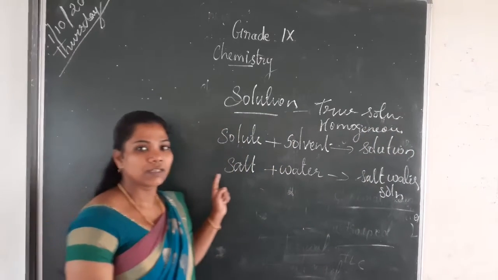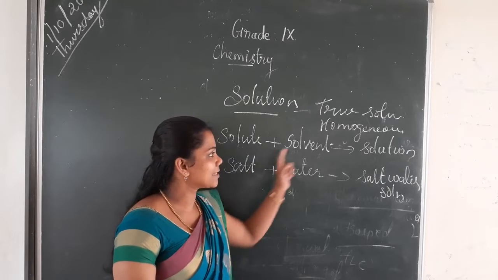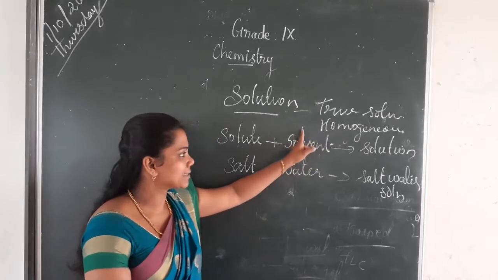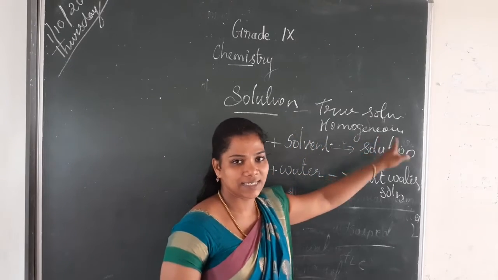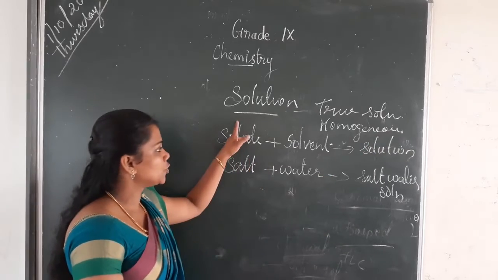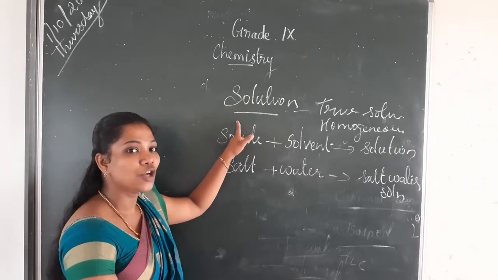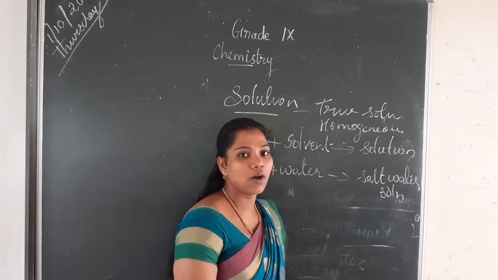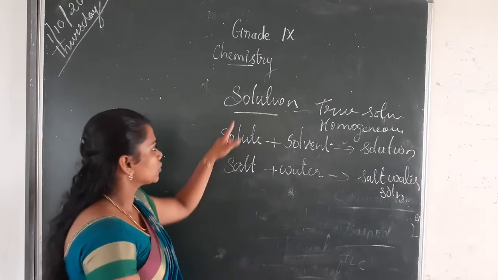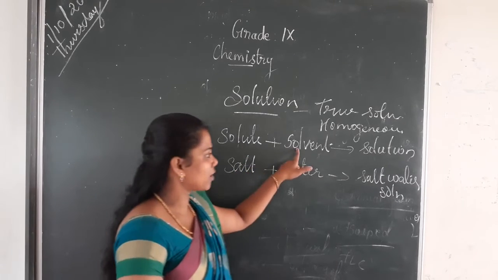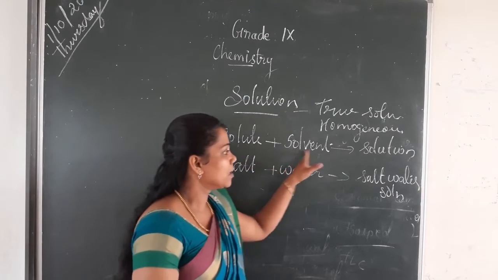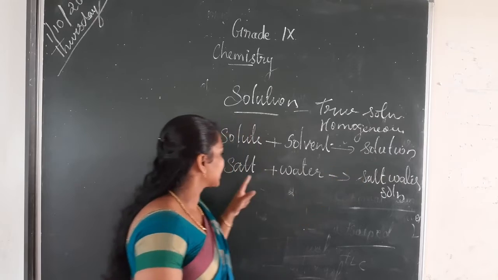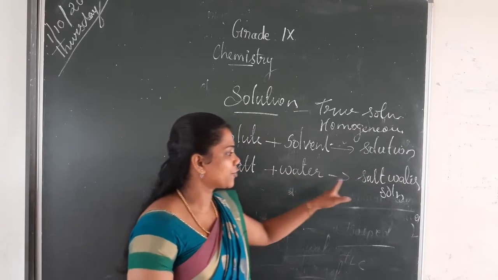A solution contains 2 or more components that are uniformly distributed. Hence it can also be called homogeneous. So what is a solution? When 2 or more substances are uniformly distributed, they are called a solution, and it is homogeneous. So a solution contains solute and solvent. When the solute dissolves in solvent, it forms a solution. For example, when salt is dissolved in water, it forms a salt water solution.